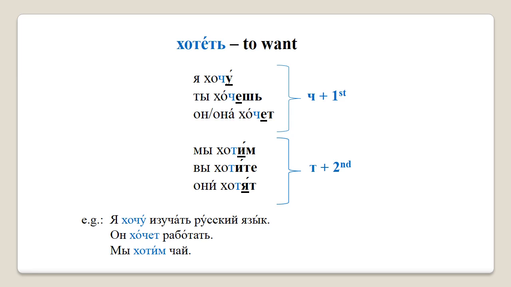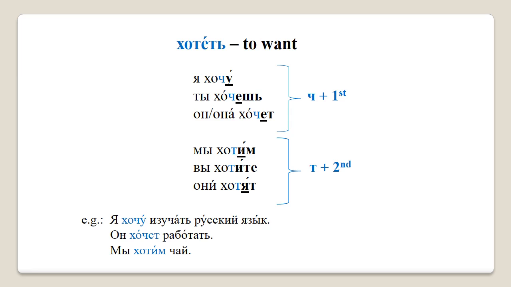Let's go through these forms together. Please repeat after me. I want, я хочу. You want, ты хочешь. He, she wants, он, она хочет. We want, мы хотим. You want, вы хотите. They want, они хотят. Well done.